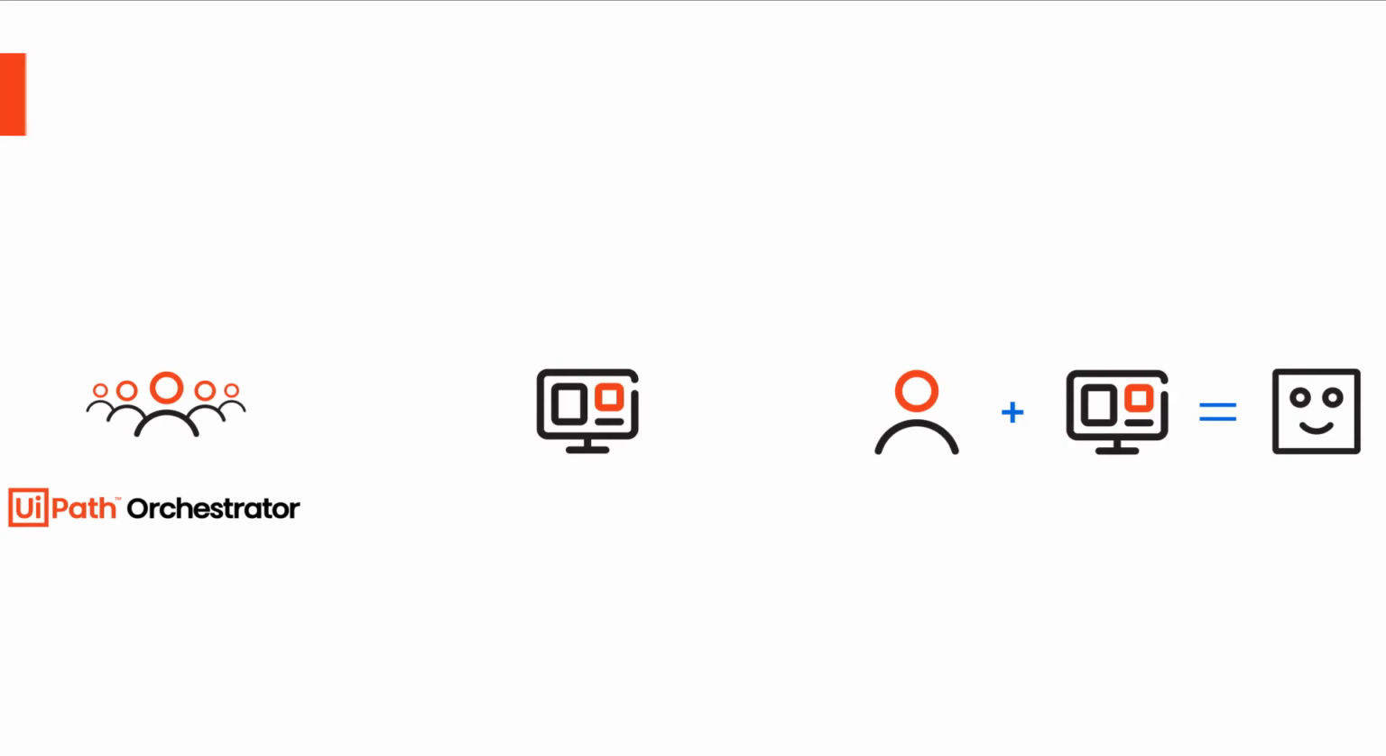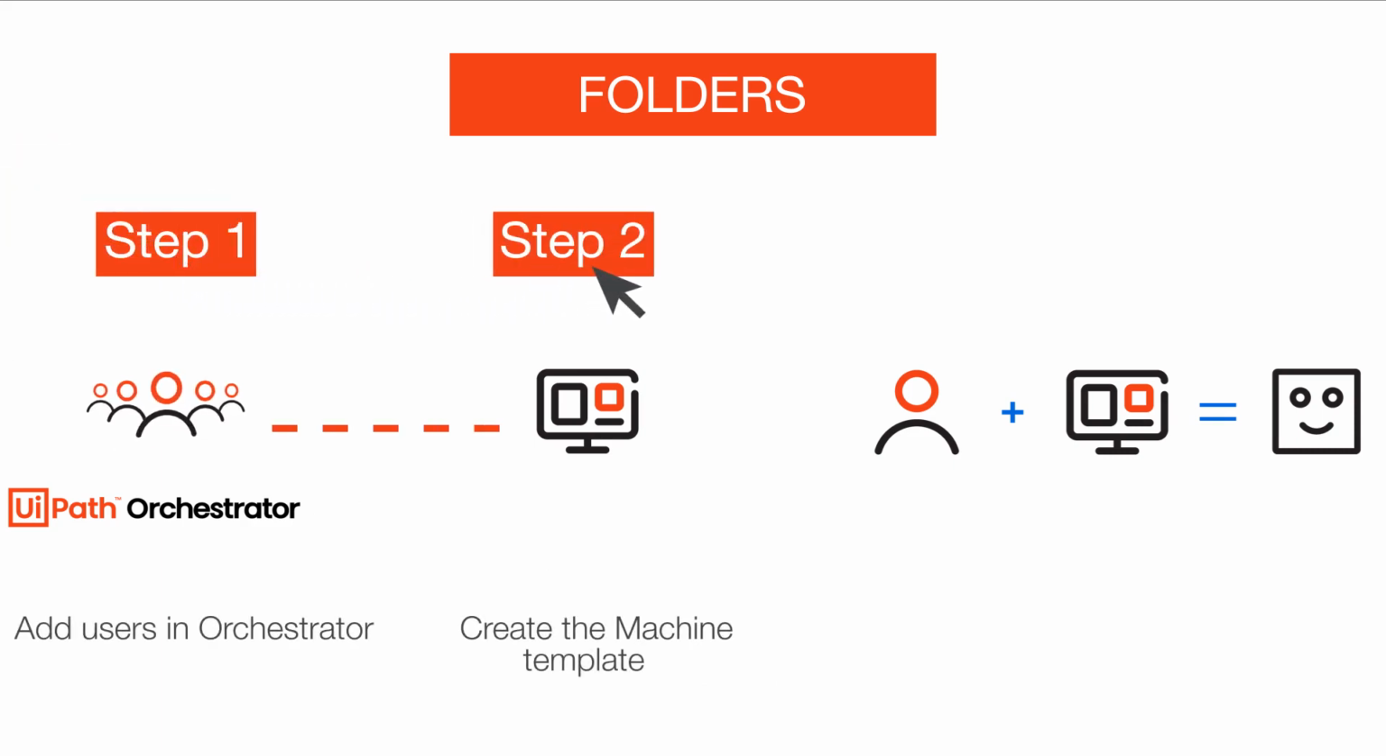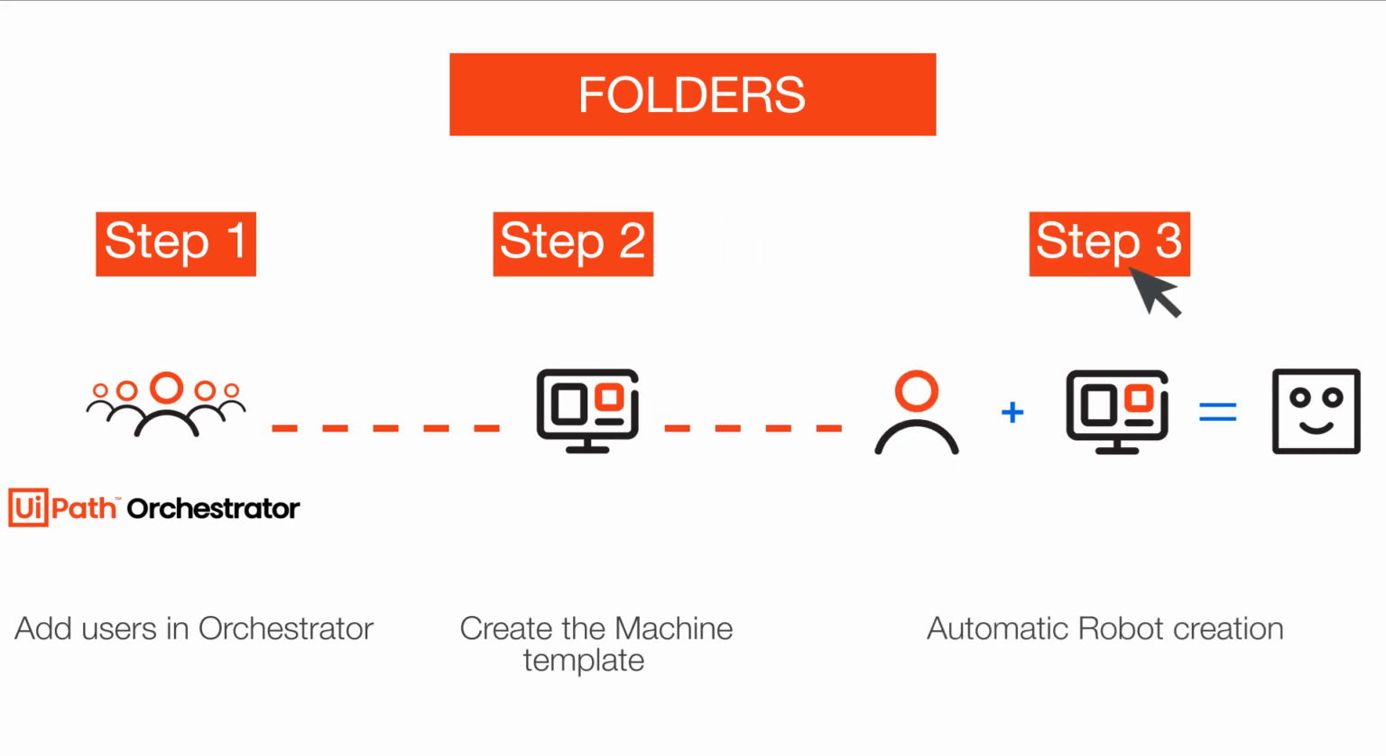Let's start with the setup needed. One point to emphasize right from the beginning is that unattended robots do not exist as separate entities. They're a combination between a user in Orchestrator and a machine connected to Orchestrator through a machine template. From this perspective, a better name for a robot is execution slot. But this doesn't sound too exciting, so let's stick to robot.